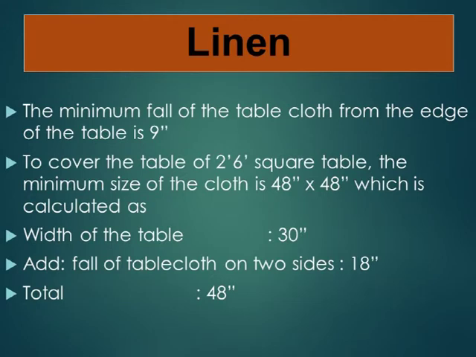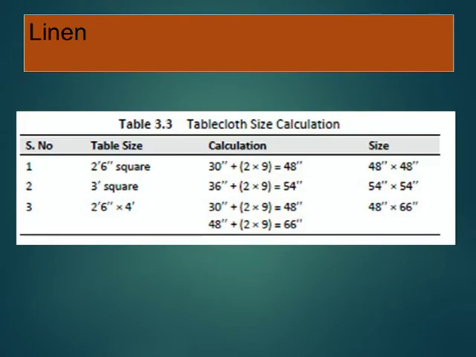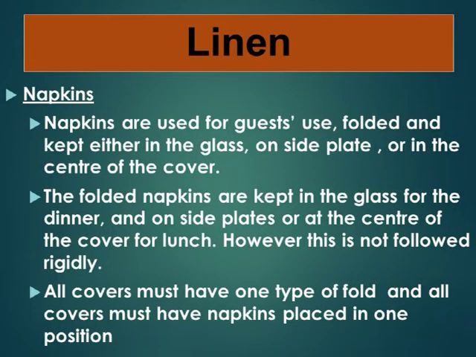To cover a table of 2 feet 6 inches square, the minimum size of the cloth is 48 inches by 48 inches, which is calculated as width of the table, 30 inches, add fall of tablecloth on two sides, 18 inches. Total 48 inches.